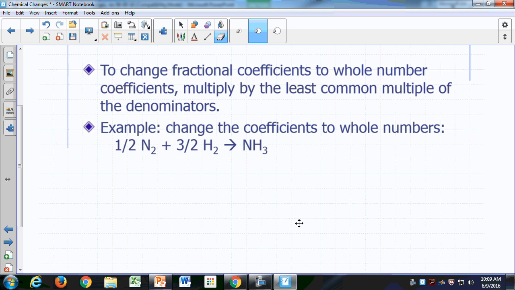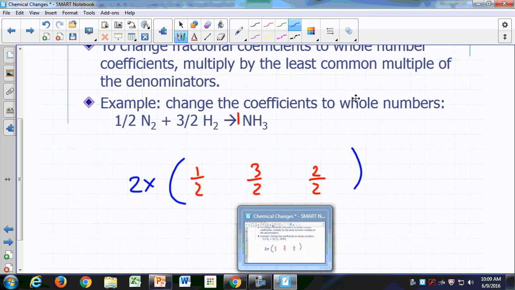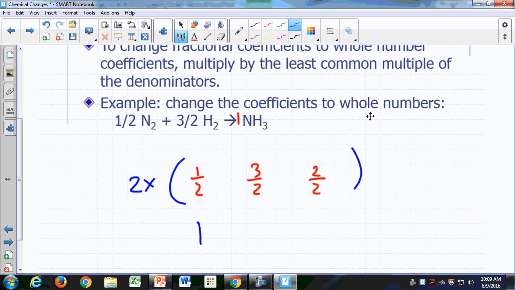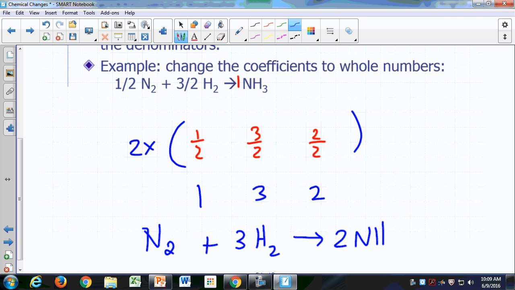So if you want to change these to whole numbers, all you have to do is look at your fractional coefficients, 1/2, 3/2, and then 1 is, of course, 2 over 2. So the least common multiple of your denominators would be 2. So multiply everything by 2. So now you have 2 times 1/2 is 1. 2 times 3/2 is 3. 2 times 2/2 is 2. So you can rewrite this. You can say, if I want to use the smallest whole numbers, that would be N2 plus 3H2 yields 2NH3.